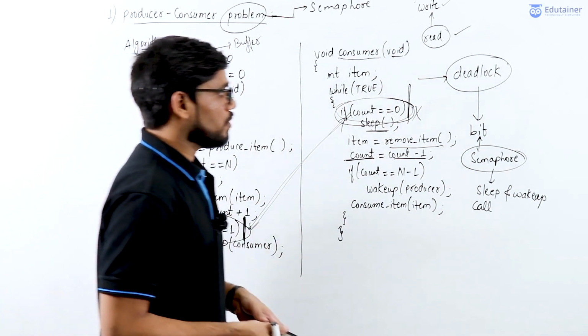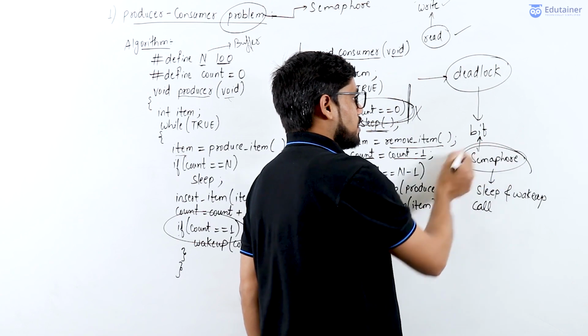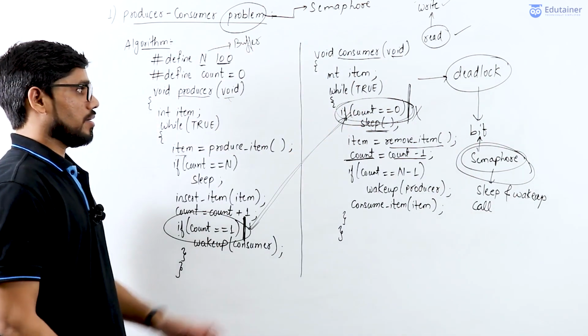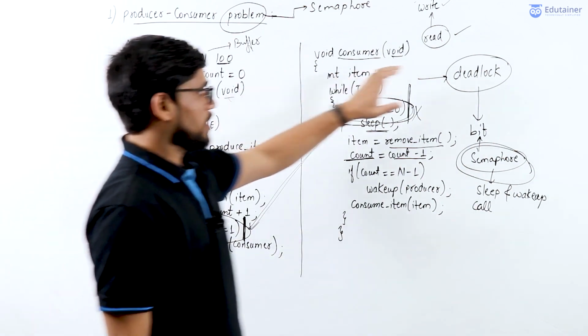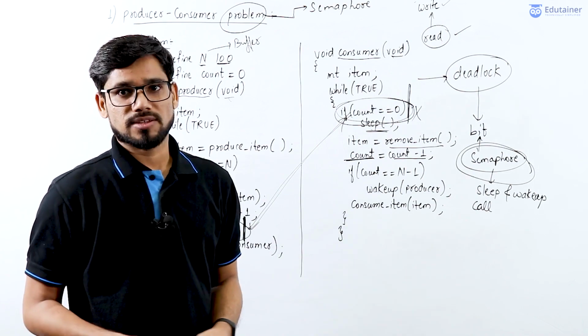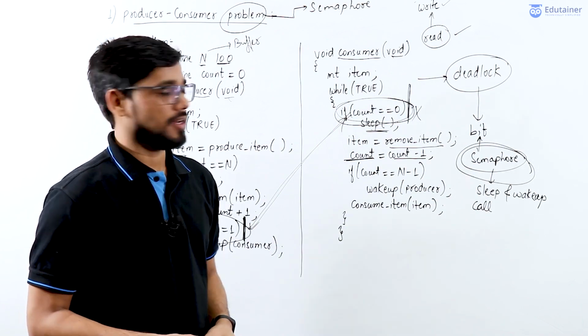So in the next video we will see what a semaphore is and how a semaphore provides the possibility that no deadlock will occur in the synchronization mechanism solution without the busy waiting technique.